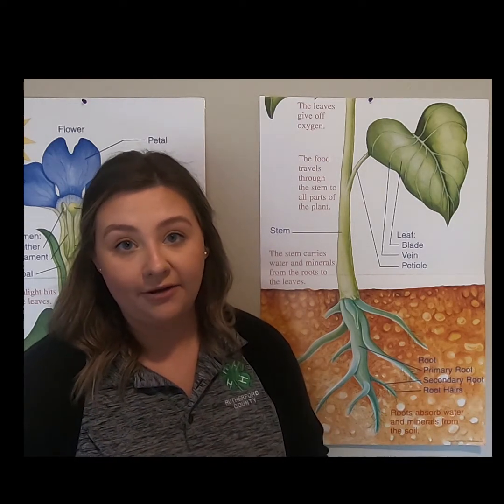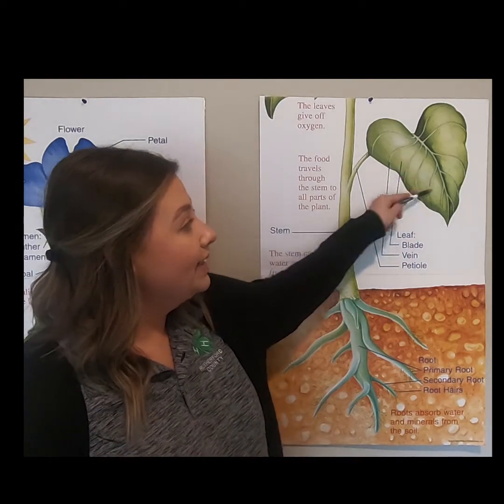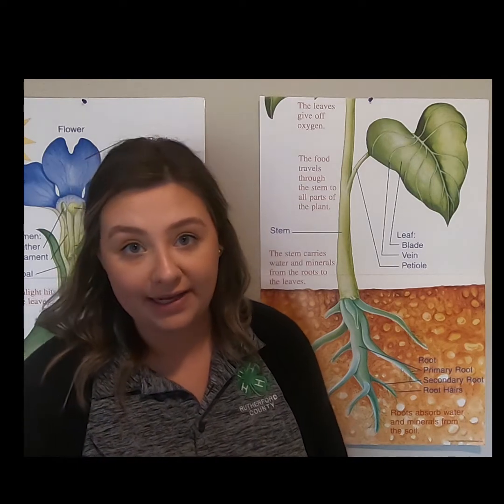So the leaf veins are what's going to also carry water and nutrients throughout the leaf. And then the leaf blade is what is going to be facing up to get as much sunlight as possible so that it can participate in photosynthesis.